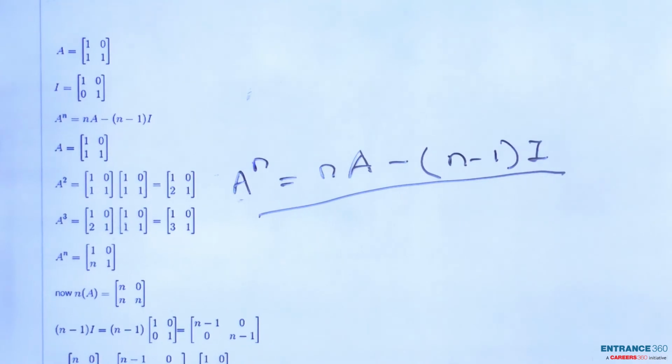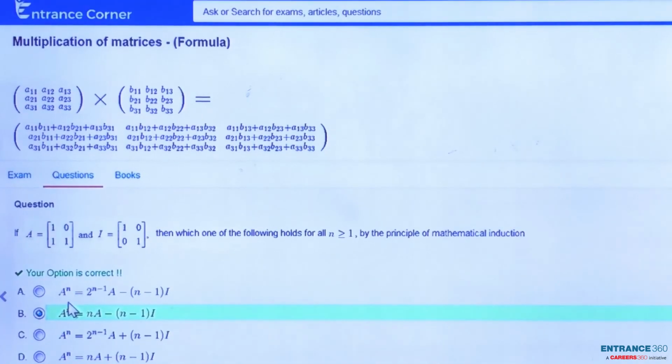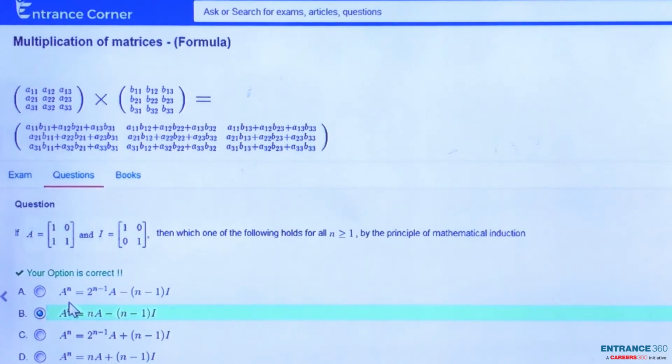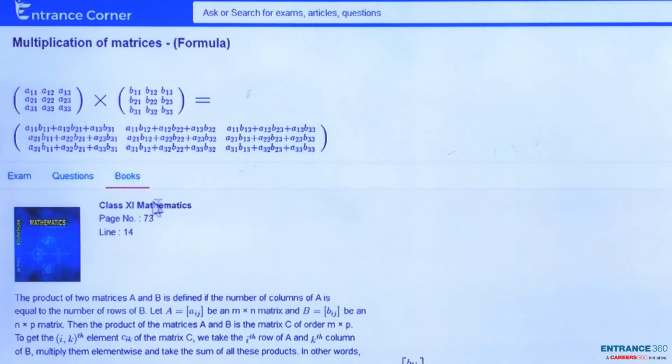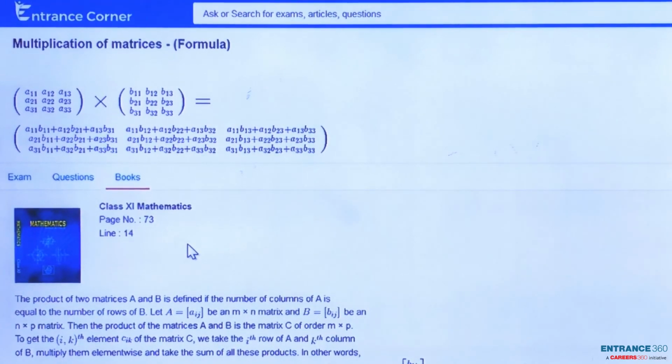Let's check the options and see which option is the correct one. Option B is correct. After solving, we get this. You can also find this concept in the NCERT class 11th mathematics book on page number 73 and line number 14.